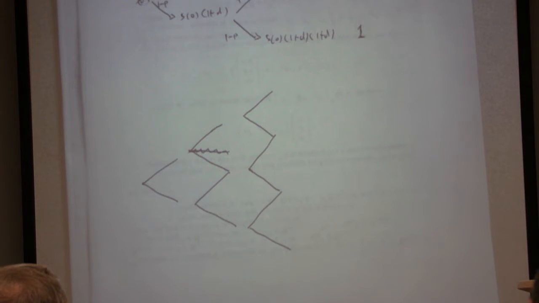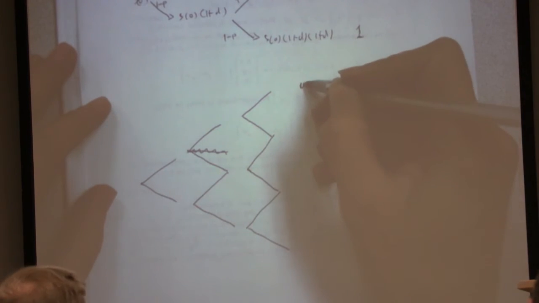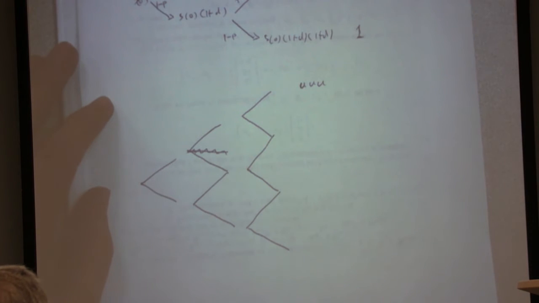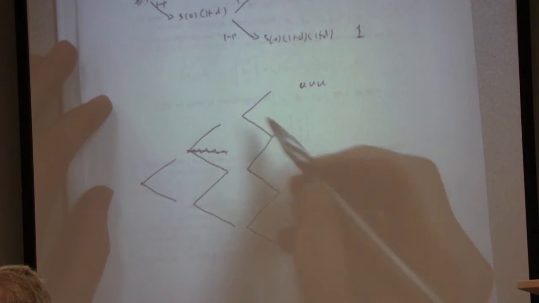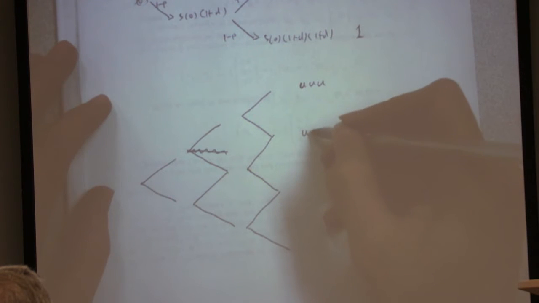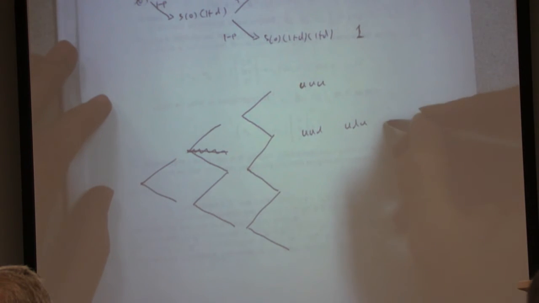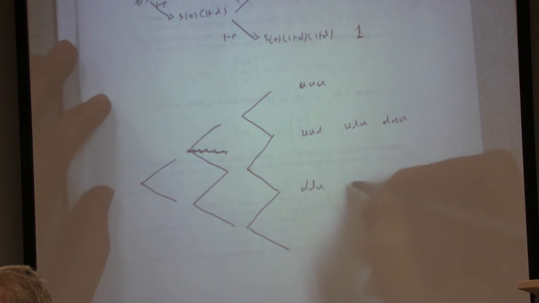So there's a three-step tree. Then on this upper branch, there's only one way to land. 1, 3, 3, 1. Exactly. So this one we've got up, down, up, or we've got up, up, down, or we've got down, up, up. Exactly. So we've got down, down, up, down, up, down, up, down, down.